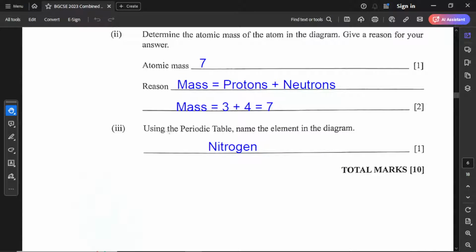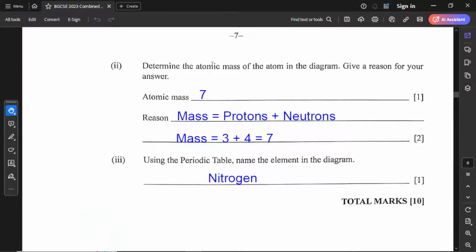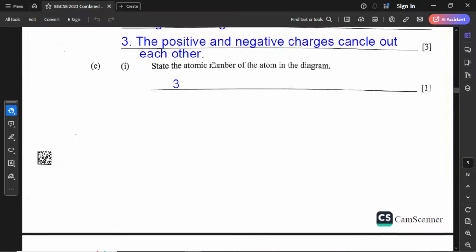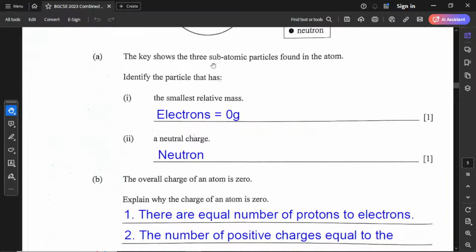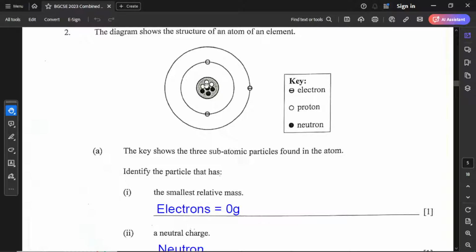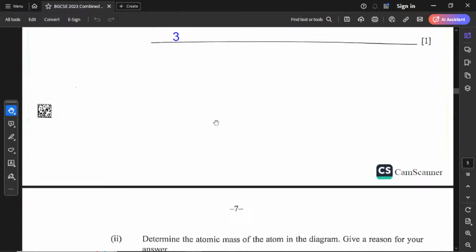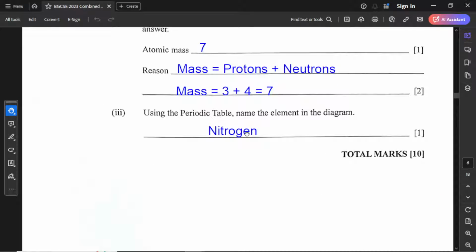The last part of the question here is, using the periodic table, name the element in the diagram. Once you know your atomic number, you look for the atomic number first and foremost. So the atomic number is 3. And I made a mistake. This is the third element, so the atomic number is 3. So there's a third element, and this is lithium. I had nitrogen there, so this is lithium, not nitrogen. Let me just change that real quick. So this will be lithium.